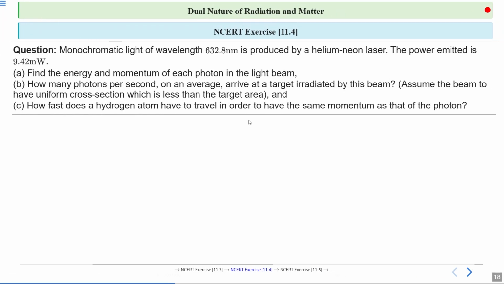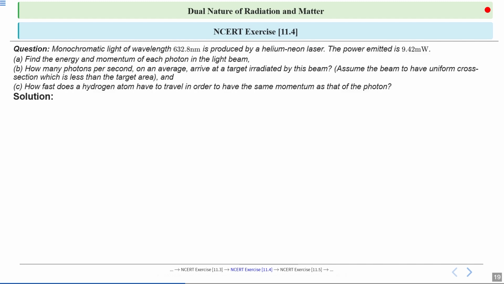Monochromatic light of wavelength 632.8 nanometer is produced by a helium neon laser. The power emitted is 9.42 milliwatt. You have to find out A, the energy and momentum of each photon in the light beam. B, how many photons per second on an average arrive at a target irradiated by this beam? And last, how fast does a hydrogen atom have to travel in order to have the same momentum as that of the photon? Let's see the solution one by one.